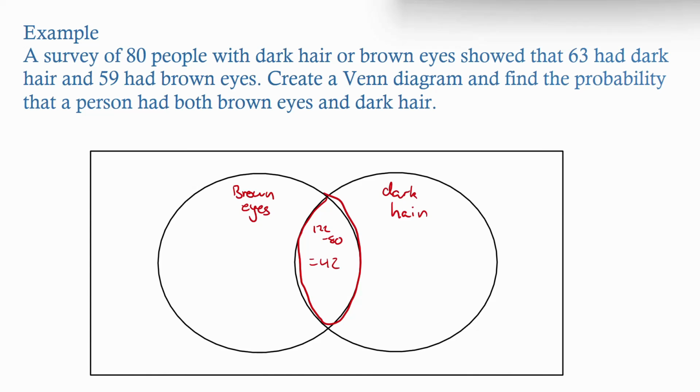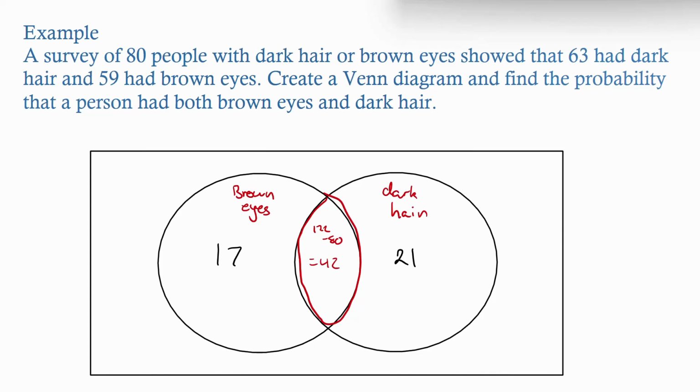All right, so now that I know 42 was shared, I can minus that off of the 63. So 63 minus 42. So that was dark hair. So 21 had dark hair. And over here, 59 take away 42 is 17. So 17 people had brown eyes. Now, if you added them, 17, 42, and 21, you'd get your total of 80 people.